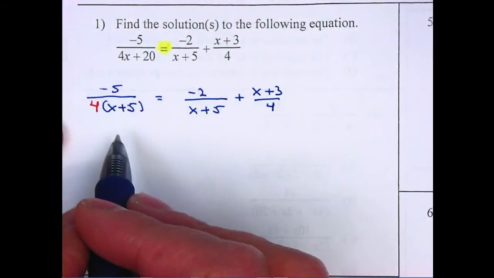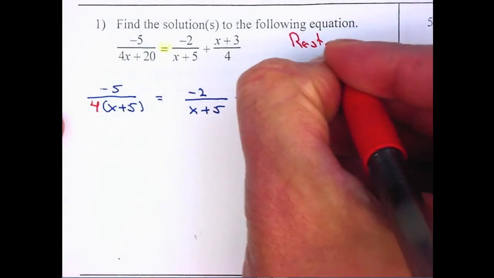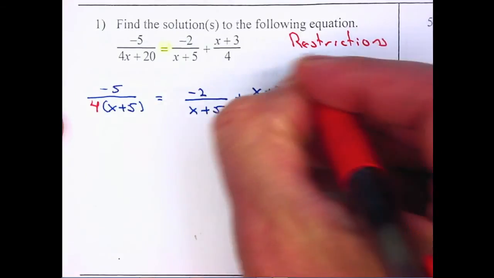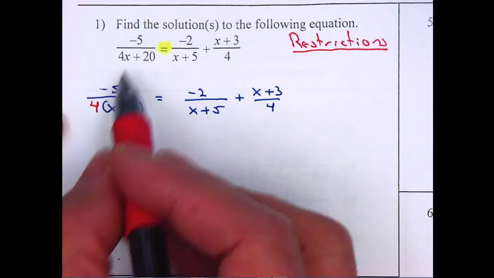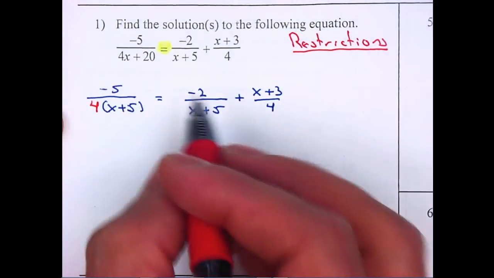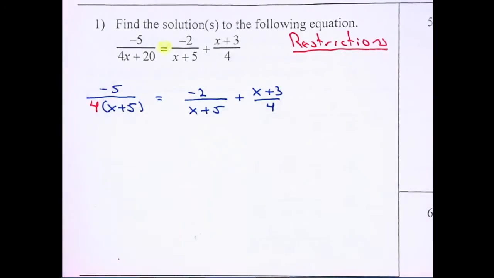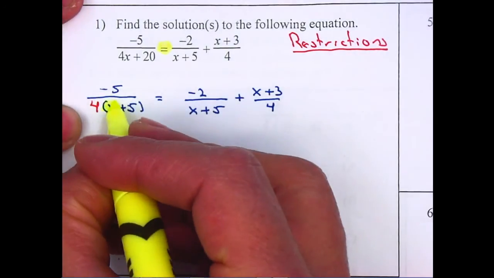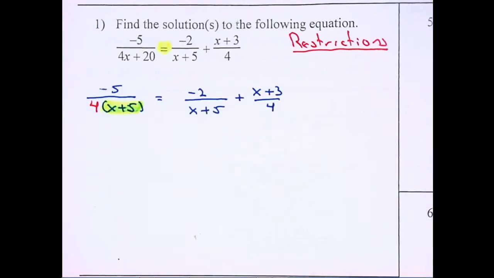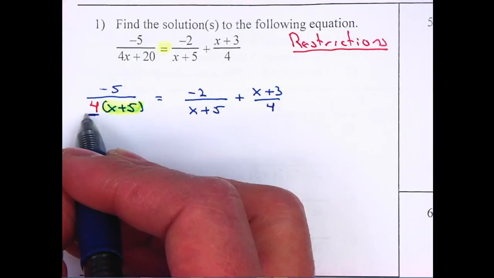Now, before I start to solve it, I want to find my restrictions. Remember that your restrictions will tell you for which values of x will make the denominator 0, because we cannot have a 0 in the denominator, since that will make it undefined. I'm looking for the denominators that have an x. So in here on the first one we have x plus 5. I'm looking for the factors. I'm not going to set that 4 equal to 0 because it does not have an x.